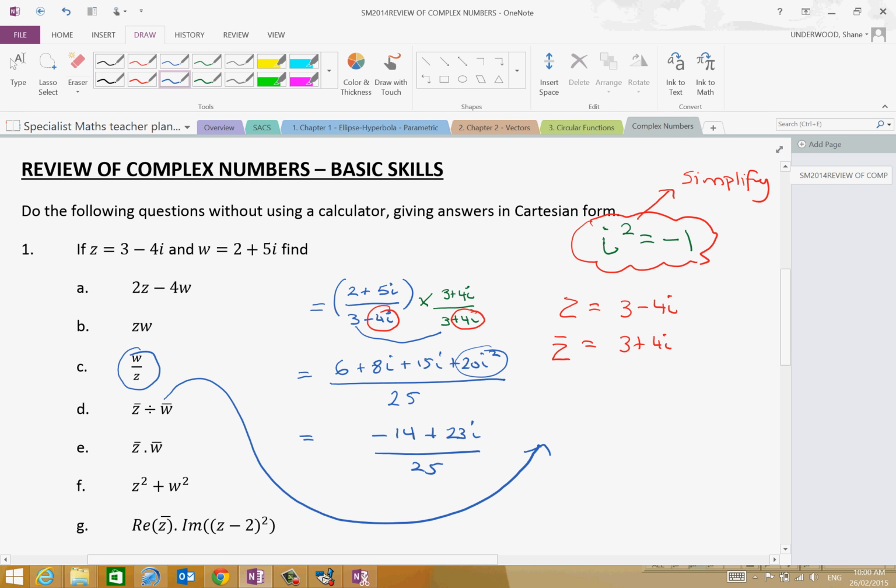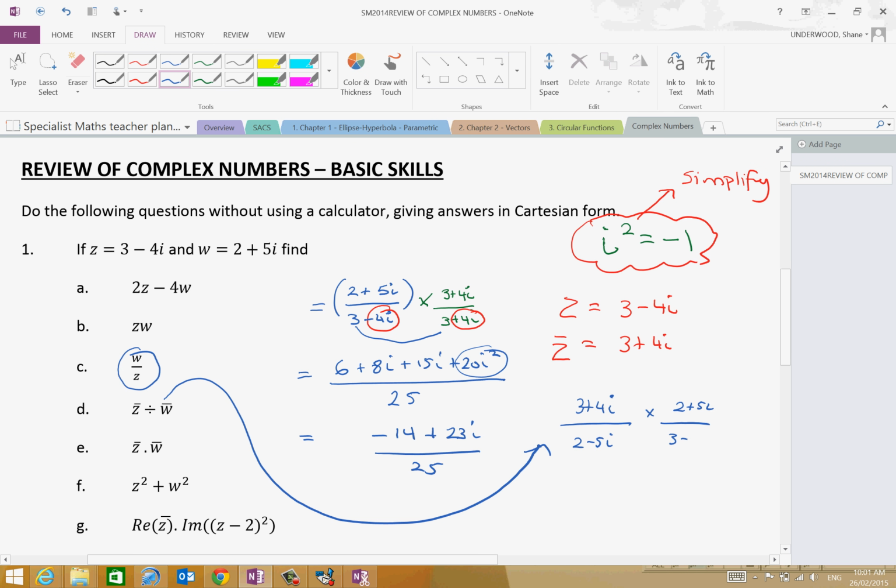Okay, now this one over here, pretty straightforward. It's the same thing, except this time we've got Z bar. So Z bar is 3 plus 4i, and that is divided by W bar, which is 2 minus 5i. And I'm doing the same thing. I'm multiplying by 3 minus 4i over 3 minus... no, we don't. No, we don't. We do not do that. Okay, we multiply it by what?